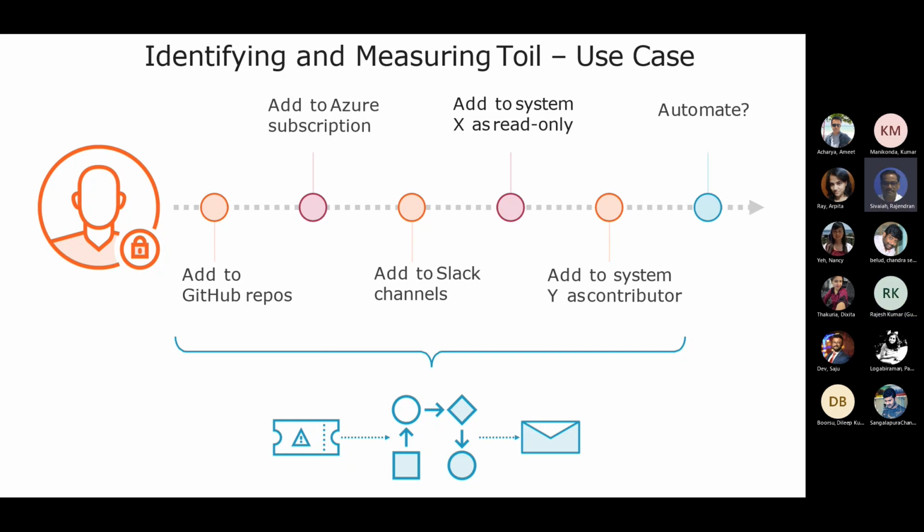Adding to a GitHub repo is easy, right? An API call. Then the subscription is also an API call. Slack is also an API call, so it's easy.